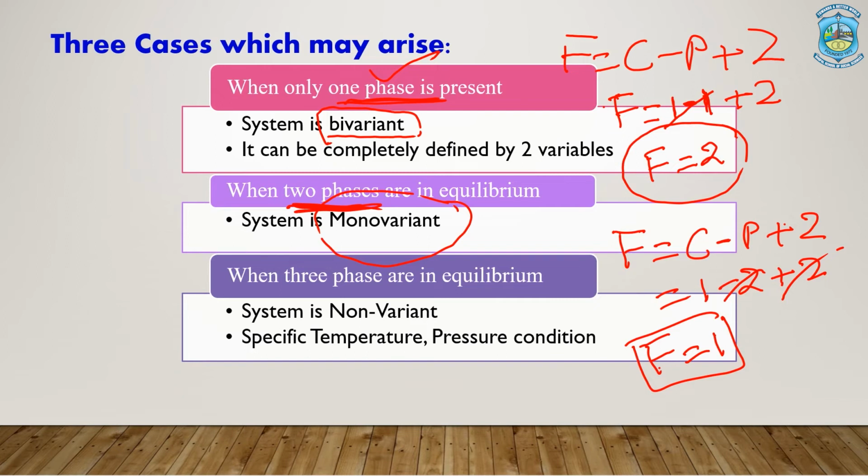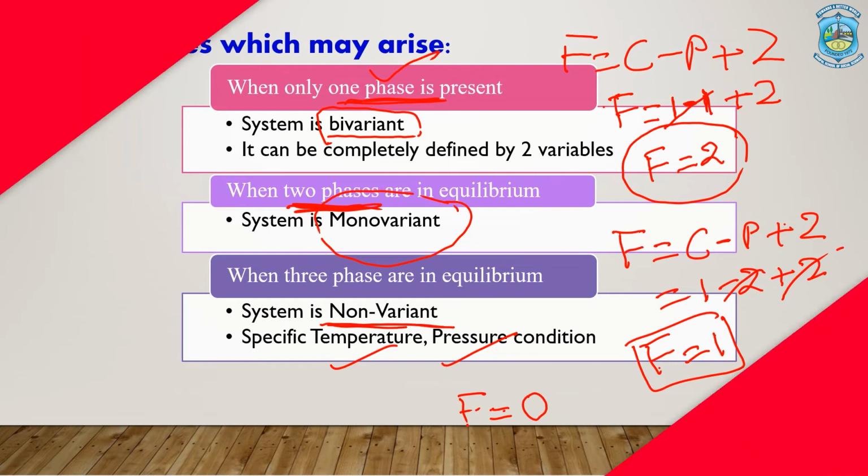Similarly, for three phases in equilibrium, when you put P equal to 3, the answer for F comes out to be 0, which means it is a non-variant or invariant system. And just now I discussed that in an invariant system, all the values of temperature and pressure have to be specified. That means you do not have any degree of freedom. There is no freedom to change the values. It will only appear at specific conditions of temperature and pressure.